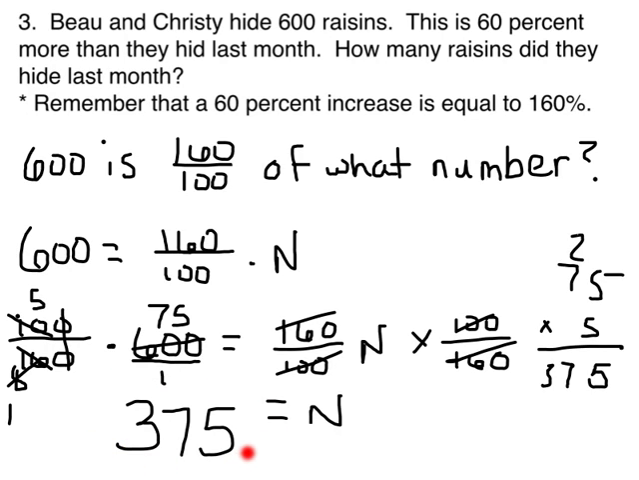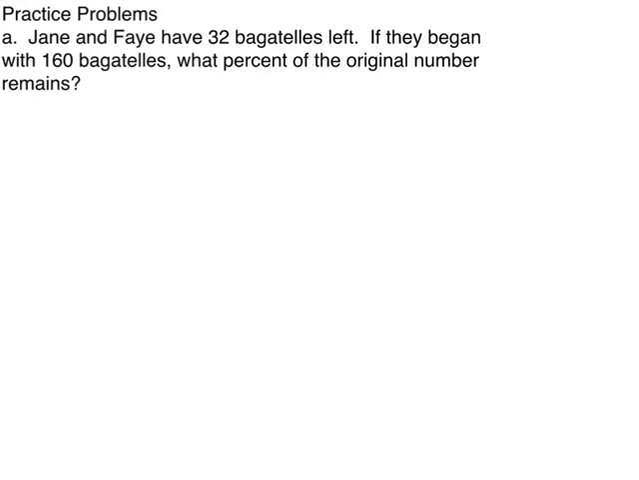So last month it was 375, and we ask ourselves, is that reasonable? Does that make sense? If last month they hid 375 and this month they hid 600, is that a 60% increase? Well, 375 is a little over half of 600. So yeah, it makes sense that it's 60%.